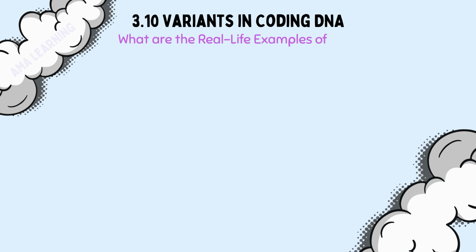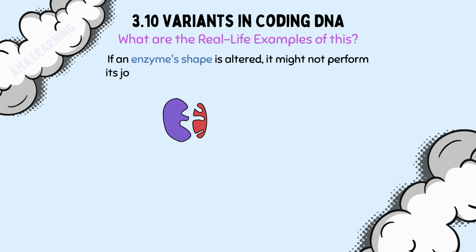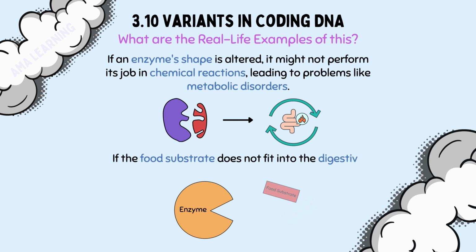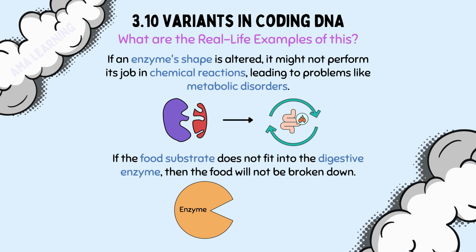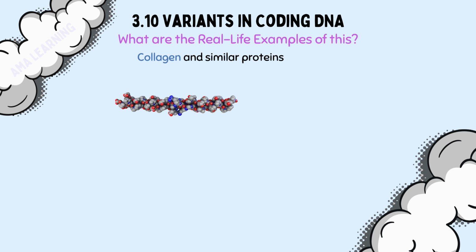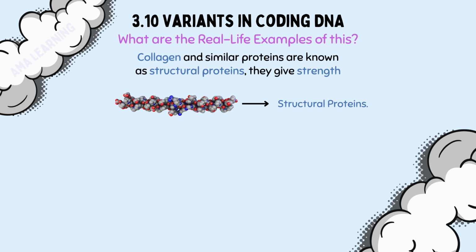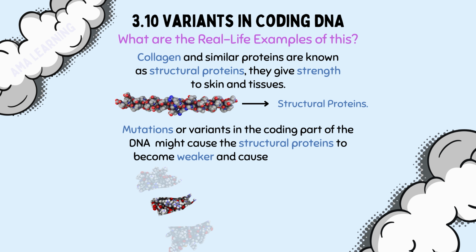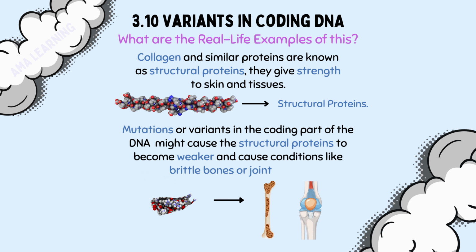What are some real-life examples of this? If an enzyme's shape is altered, it might not perform its job in chemical reactions, leading to problems like metabolic disorders. If the food substrate does not fit into the digestive enzyme, then the food will not be broken down. In addition to enzymes, collagen and similar proteins are known as structural proteins. They give strength to skin and tissues. Mutations or variants in the coding part of the DNA might cause the structural proteins to become weaker and cause conditions like brittle bones or joint issues.